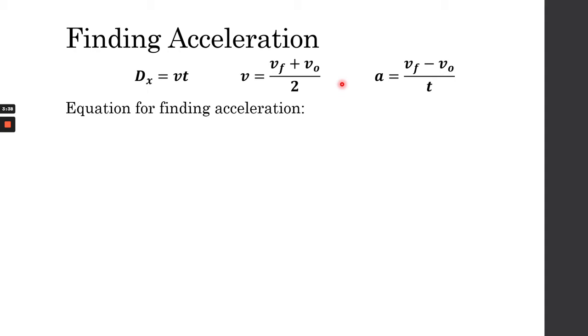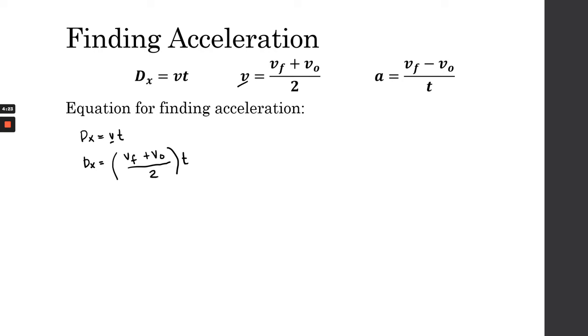First we'll start with the equation that we already derived previously. Let me just change into a pen. So we'll start with dx is equal to vt. And if we substitute v with the average velocity, we'll get dx is equal to the final velocity plus the initial velocity divided by 2, multiplied by time, right?